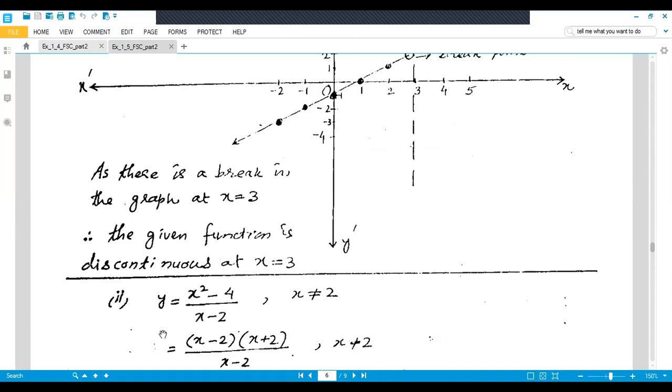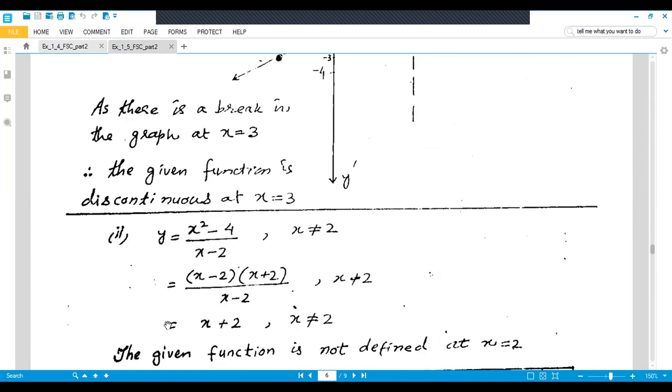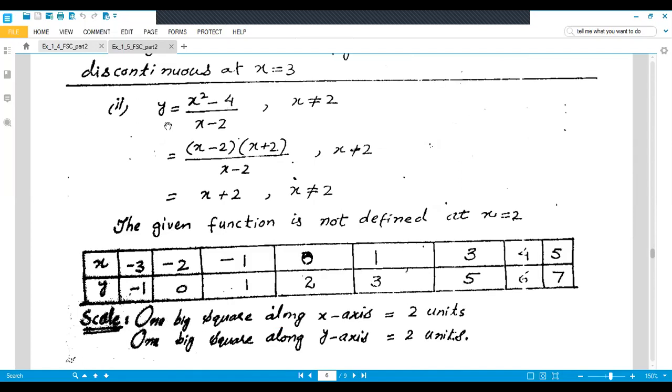So in the same way, you have to do the other parts. Look at the second part. The second part is y is equal to x square minus 4 divided by x minus 2, where x is not equal to 2. If it is equal to 2, it will be undefined. So you open this with the formula a square minus b square. So x minus 2, x plus 2. x minus 2 cancels with x minus 2. So only x plus 2 is left. So this is the equation y is equal to x plus 2.